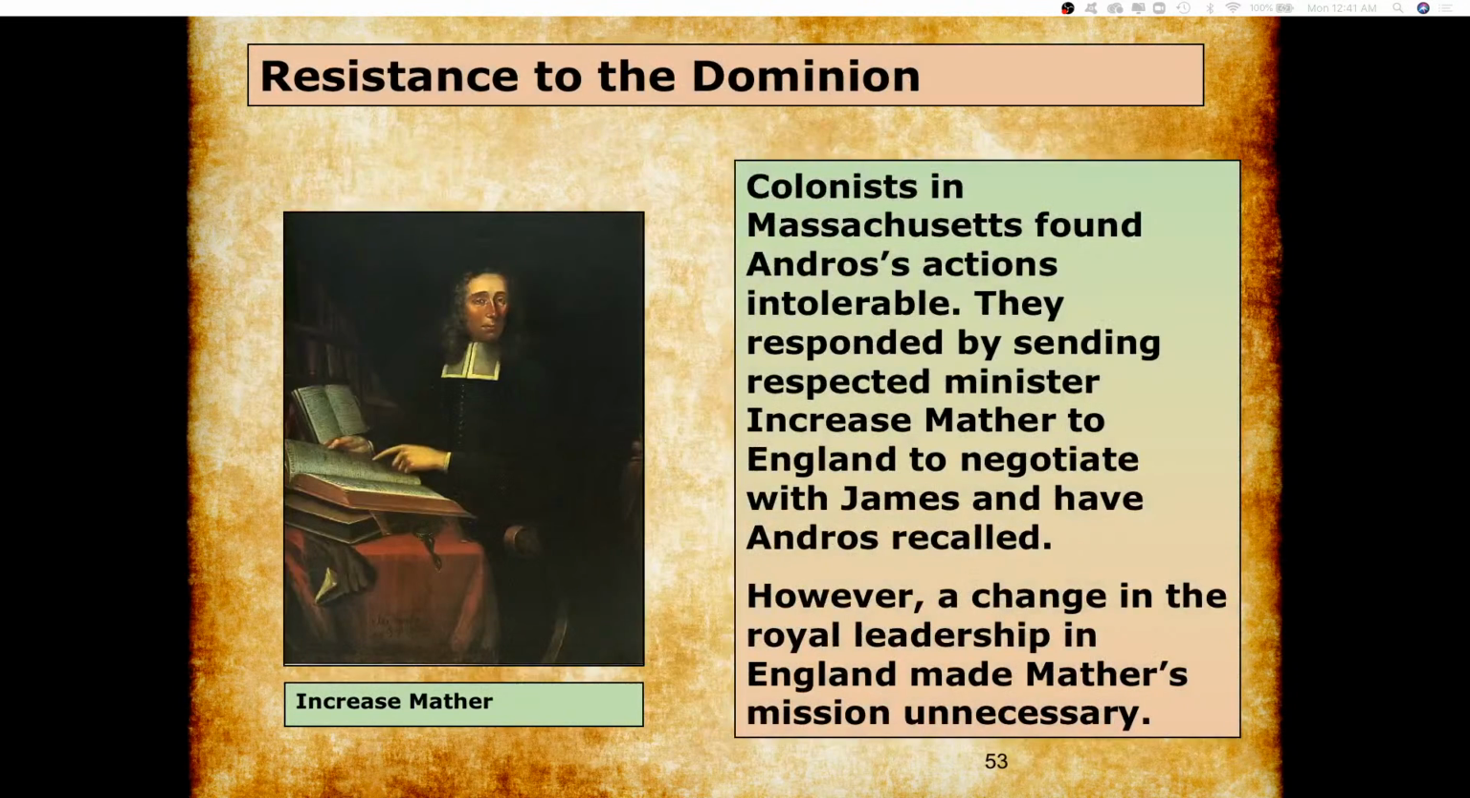So, but he's got friends in high places, right? I mean, he's friends with King James II. So colonists in Massachusetts are going to send a minister, his name is Increase Mather, to England to try to negotiate things with James II and have Sir Edmund Andros recalled. But things are kind of going on in England that's going to work in the Puritan favor, because really Parliament is instating new leadership.